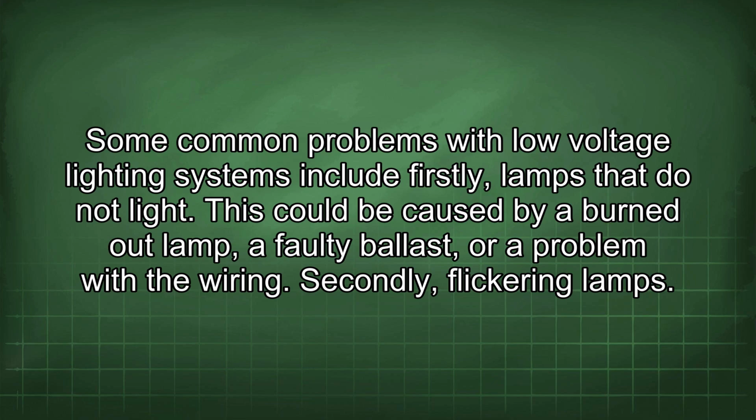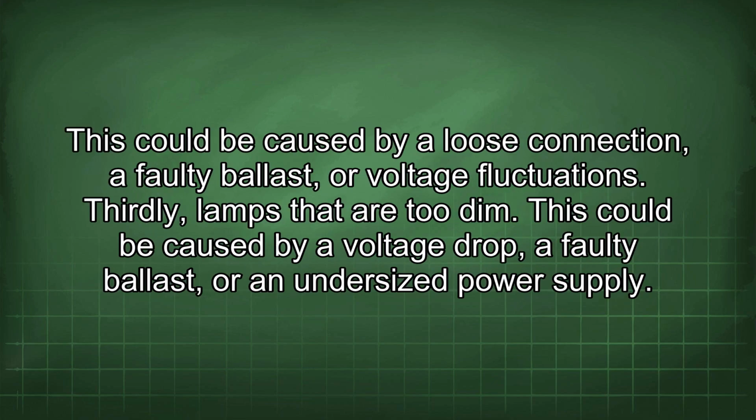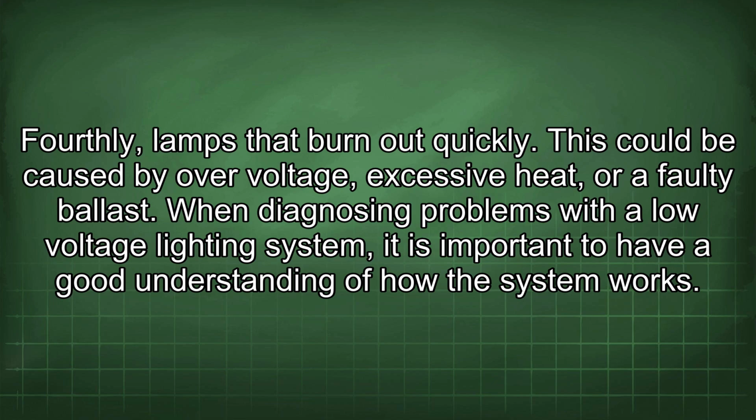Secondly, flickering lamps. This could be caused by a loose connection, a faulty ballast, or voltage fluctuations. Thirdly, lamps that are too dim. This could be caused by a voltage drop, a faulty ballast, or an undersized power supply. Fourthly, lamps that burn out quickly. This could be caused by overvoltage, excessive heat, or a faulty ballast.